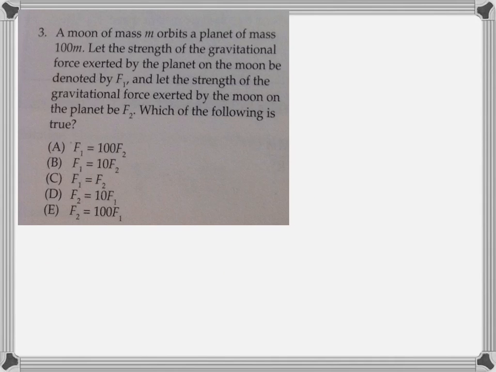For number 3, they give you a bunch of information that's kind of meant to doubt you. They tell you that a moon of mass m orbits around a planet that has mass of 100 m, and it says the strength of the gravitational force exerted by the planet on the moon is F1, and the strength of the gravitational force exerted by the moon on the planet is F2. Which of the following is true? Well, this is just basically a simple concept question. We have to realize that F1 and F2 are the same. The force of gravity of the moon pulling on the planet is equal to the force of gravity of the planet pulling on the moon. It's one of Newton's third law pairs. Gravity is an equal reaction force. If you weigh 800 newtons because of the planet pulling on you, you actually are pulling the planet with the same amount of force. It's equal but opposite, so your answer is simply C.